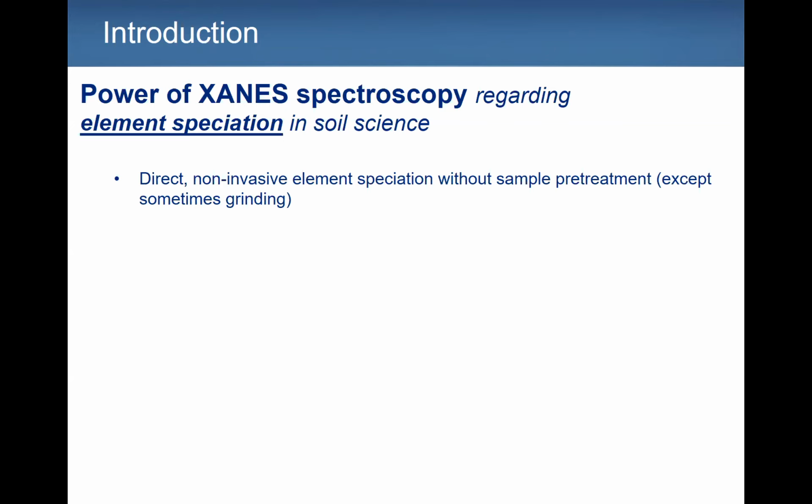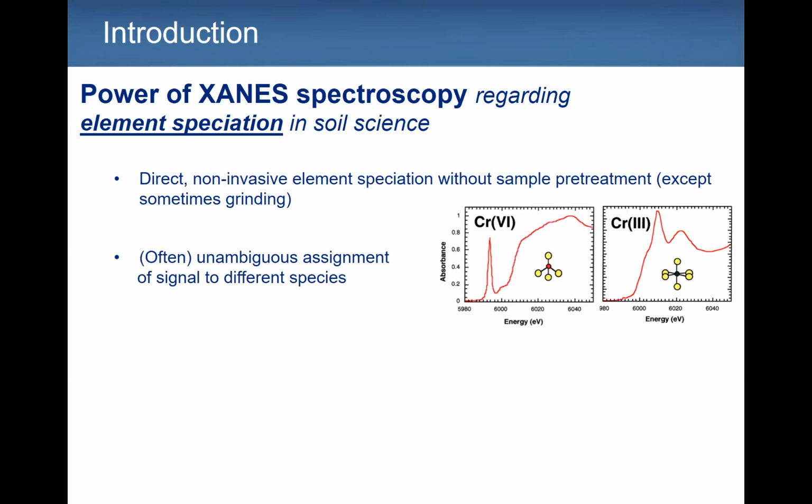First, it provides a direct, non-invasive element speciation without sample pretreatment except grinding. Second, in many cases, you get an unambiguous assignment of the synchrotron signal, maybe absorbance, maybe fluorescence, maybe transmission, to different species, depending on the energy of the signal peak. Like here for chromium-6, which is highly toxic, and chromium-3, which is rather harmless, you can clearly differentiate both chromium species by their peak energies of the main feature, which often is the white line, but not always.